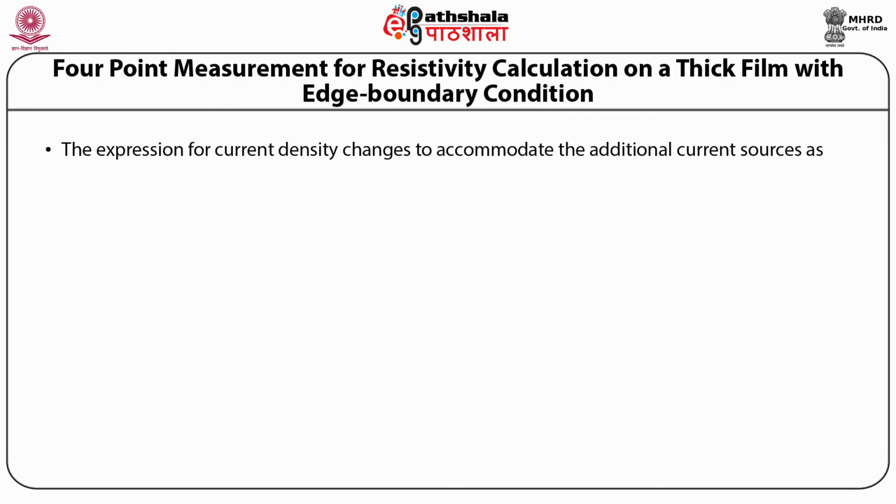The expression for current density changes to accommodate the additional current sources as J vector equals I12 divided by 2 pi into (r vector minus r1 vector divided by mod of r vector minus r1 vector cubed, minus r vector minus r2 vector divided by mod of r vector minus r2 vector cubed, plus r vector minus r3 vector divided by mod of r vector minus r3 vector cubed, minus r vector minus r4 vector divided by mod of r vector minus r4 vector cubed).